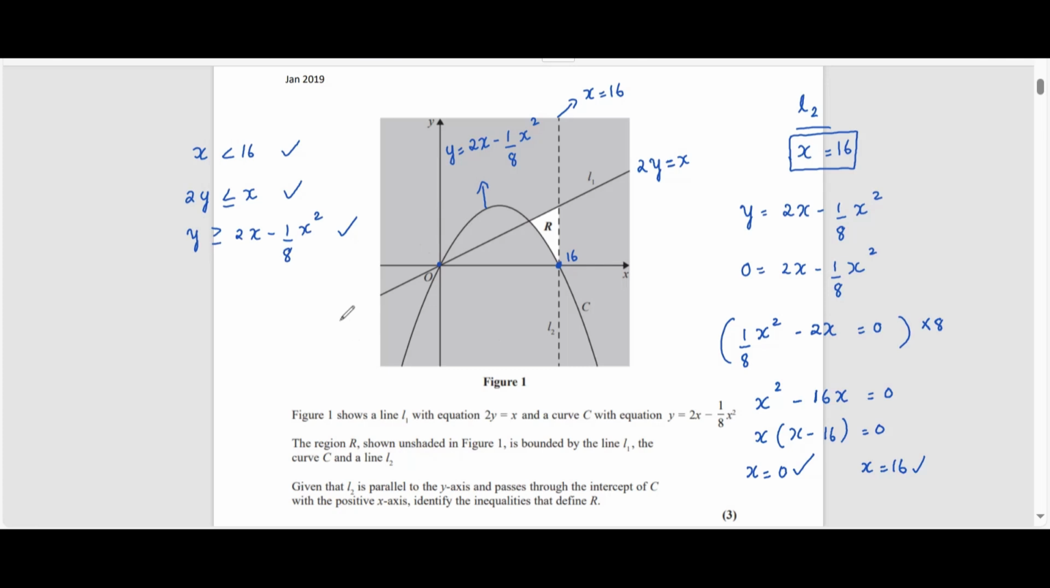So I hope you have understood this. This is a 3-mark question, so for each inequality, you will be getting 1 mark.